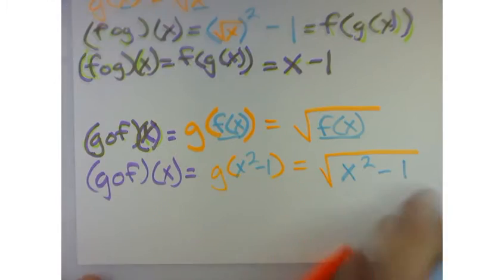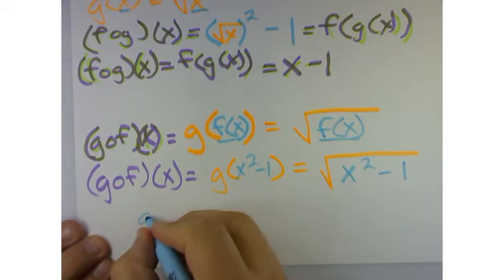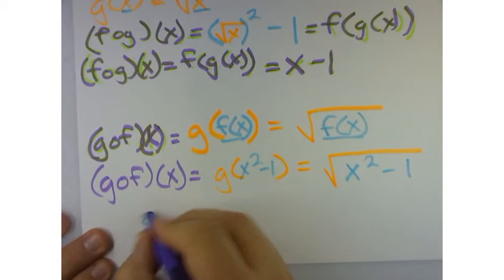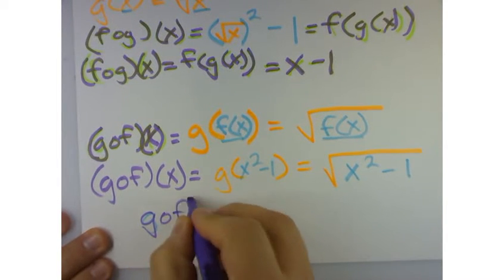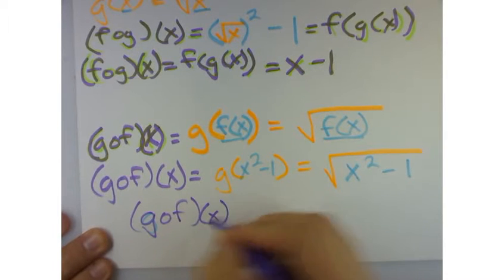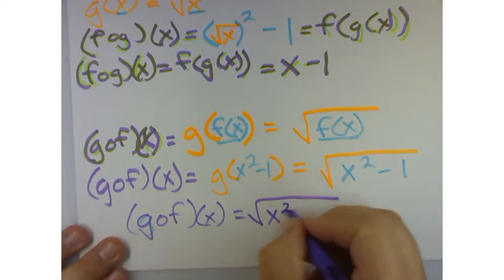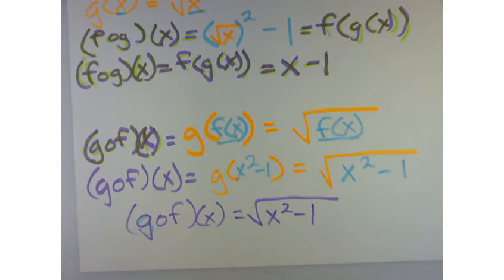So my final composition is going to be, let's use purple, g of f of x is equal to the square root of x squared minus 1. Does that make sense?